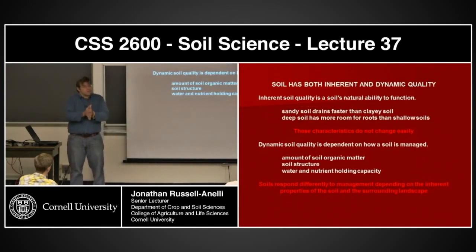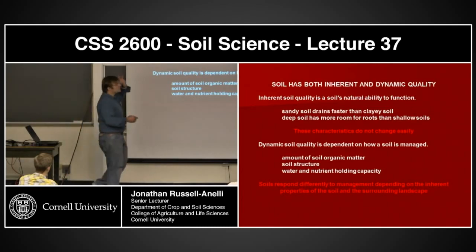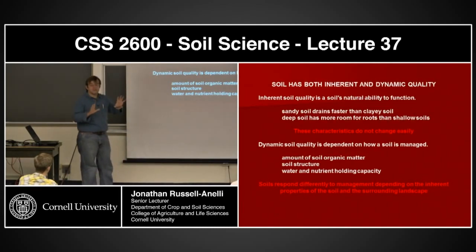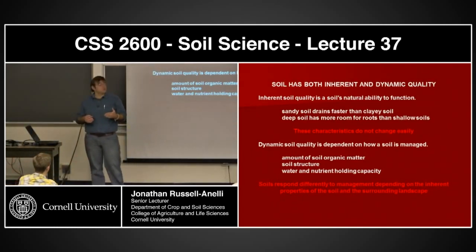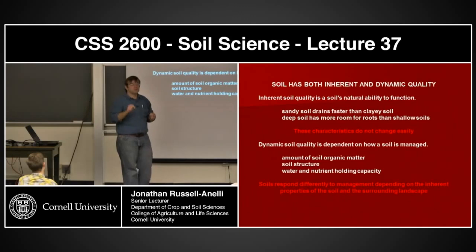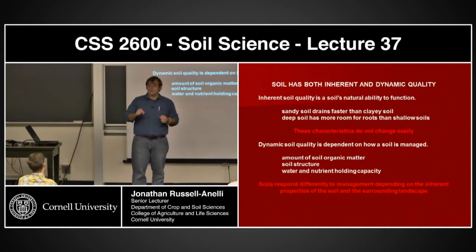Okay, now, if we think about these soil characteristics, soils have both dynamic characteristics and inherent characteristics. Inherent characteristics are just the soil's natural ability to function. The example there was sand. If a soil is sandy, it's going to drain faster than a clay soil. Deep soils are another example. Deep soils have more room for roots than shallow soils. Make sense? These are characteristics that are not going to change easily. In general, from a management perspective, you are not going to be able to manage by changing them. You're going to have to manage around those characteristics. It's a sandy soil, live with it.